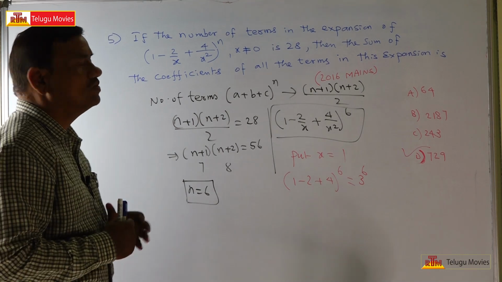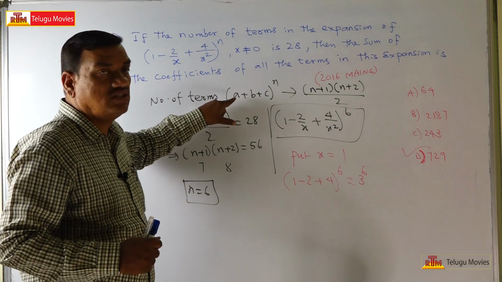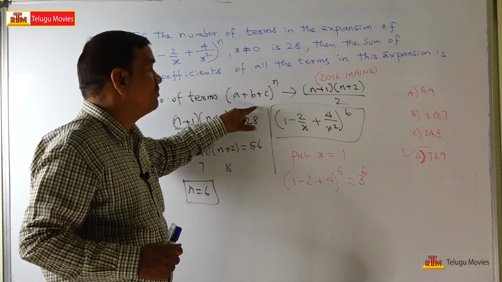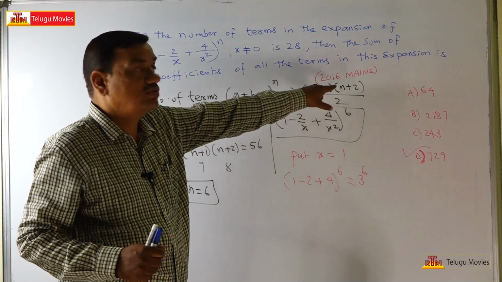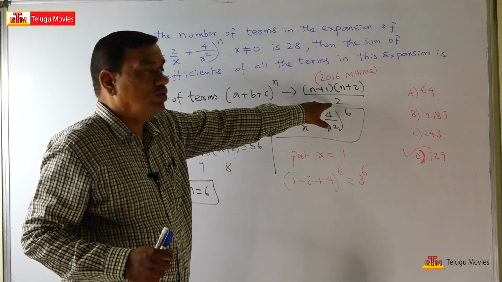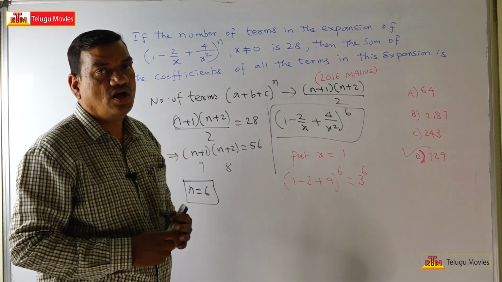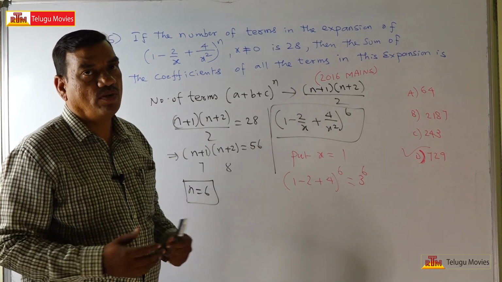So a very easy problem. The only thing you have to know is this formula: the number of terms in the expansion of (a plus b plus c) whole power n is equal to (n plus 1)(n plus 2) upon 2. If you know this formula, the problem is very easy. Okay, so let us go to the next problem.